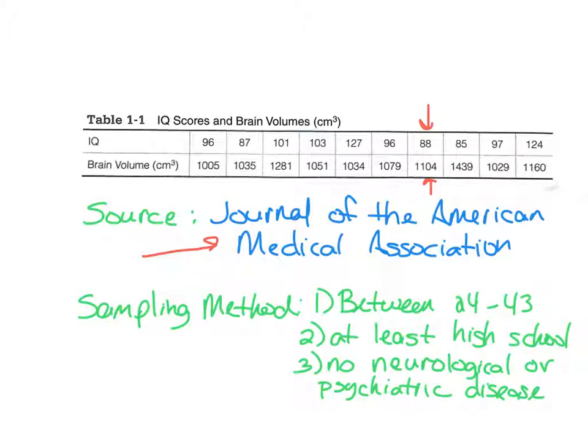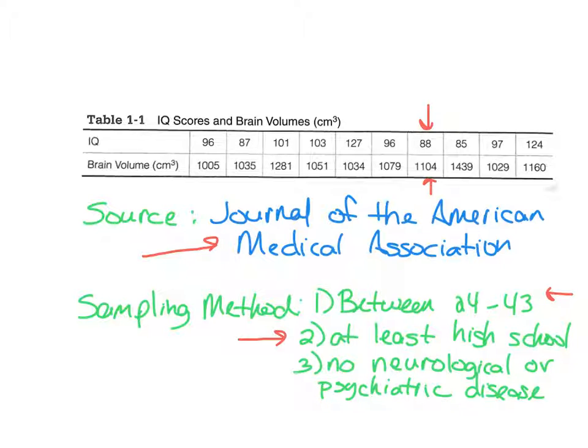Sampling method: everybody in our sample was between 24 and 43. So a pretty good little age range right there, but no real old people like me, no babies or toddlers or anything whose IQ wouldn't be very high. Everybody they sampled had at least a high school education.